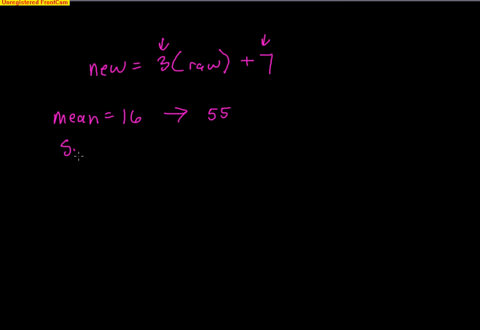However, my standard deviation, let's just say my standard deviation was 3.4. Well, standard deviation only gets multiplied by 3. It doesn't get affected by the addition of 7. So the standard deviation of 3.4 would only get multiplied by 3, so I'd do 3.4 times 3, and I would get 10.2. I would not add the 7. So remember, the addition does not affect standard deviation, IQR, or range. Multiplication affects everybody. So keep that in mind when you're transforming original or raw data to new data.